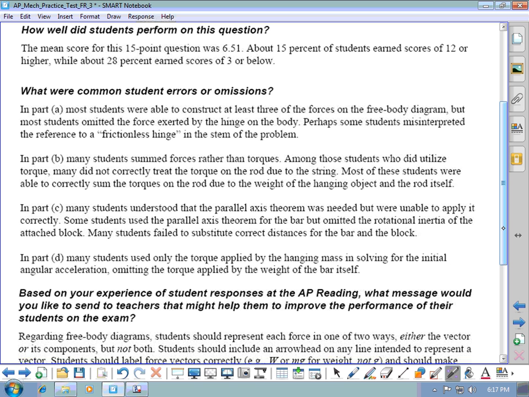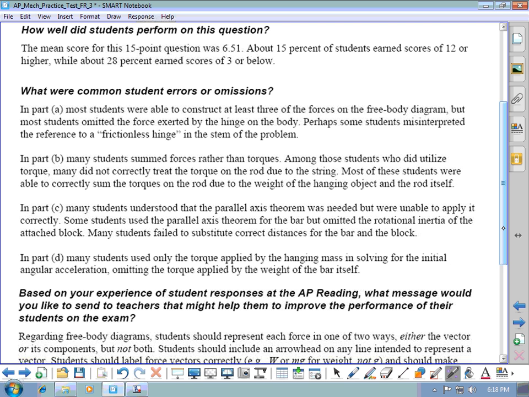In Part C, many students understood the parallel axis theorem was needed, but were unable to apply it correctly. That's something that I find is that people don't use the parallel axis theorem correctly. There's not much that we did with it in class, but it's because there's not much to it. There aren't a whole lot of problems that we can do with it. You just have to practice using it, and you have to understand how to use it. But it doesn't come up in millions and millions of problems. There's not a lot to do. It's just knowing how to use it.